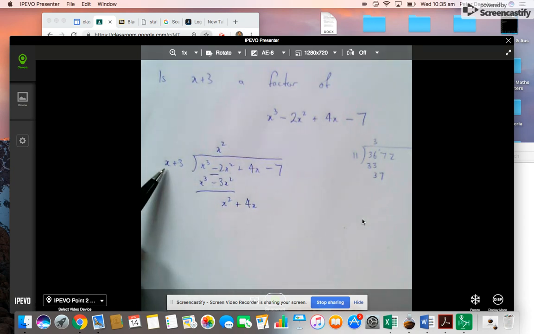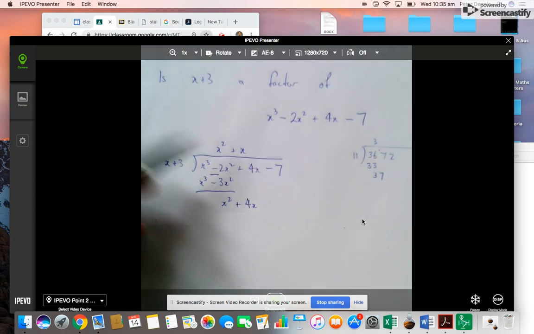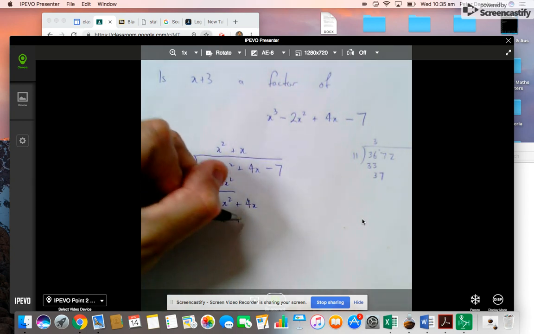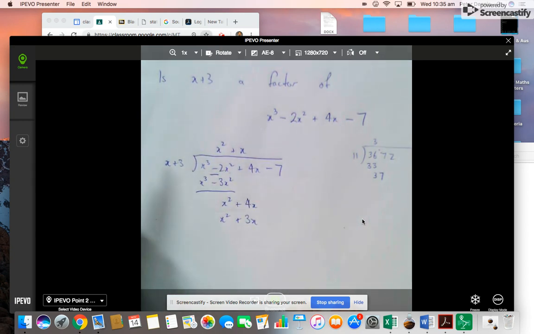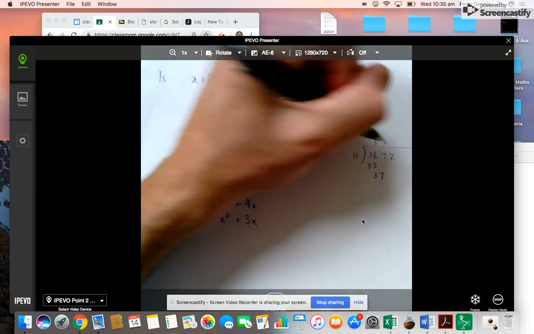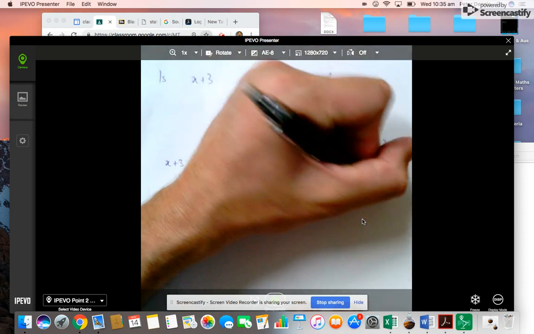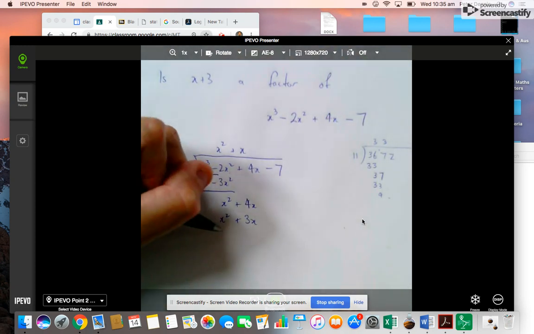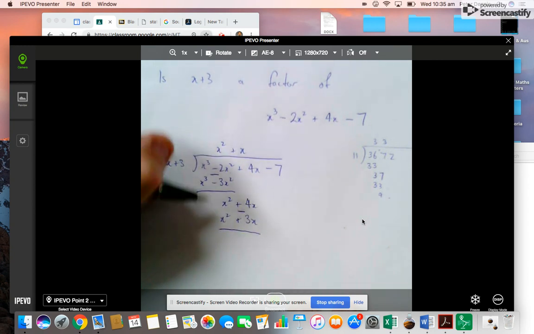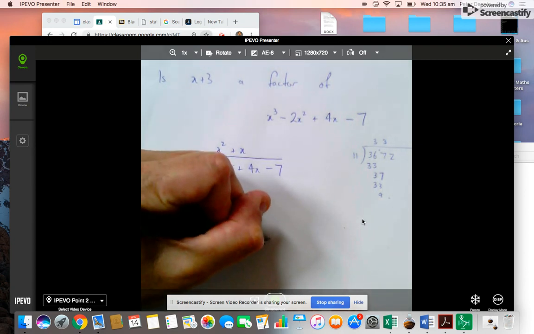Then we do the same. How many times does x go into x squared? Plus x. x times x gives us the x squared plus 3x. Over here it would be exactly the same: 11 into 37 goes 3, you multiply that, 33, and then you minus to get 4. So what are we up to? We're up to minusing. x squared minus x squared is 0, exactly what we want. 4x minus 3x is x, and then we bring down the next thing.